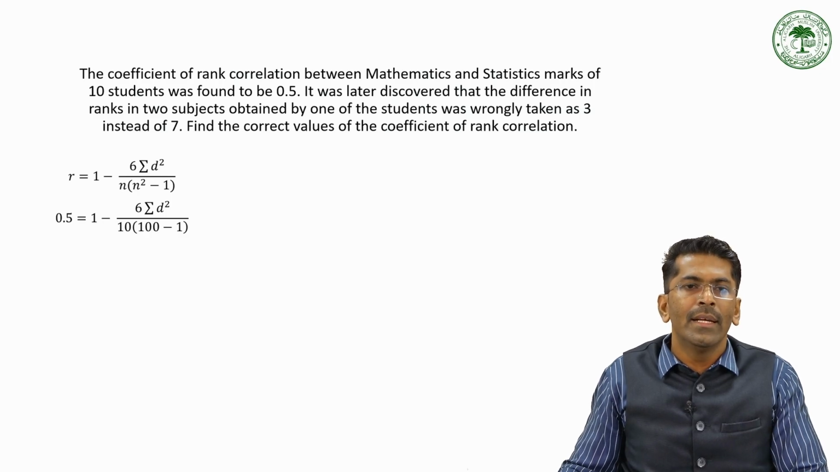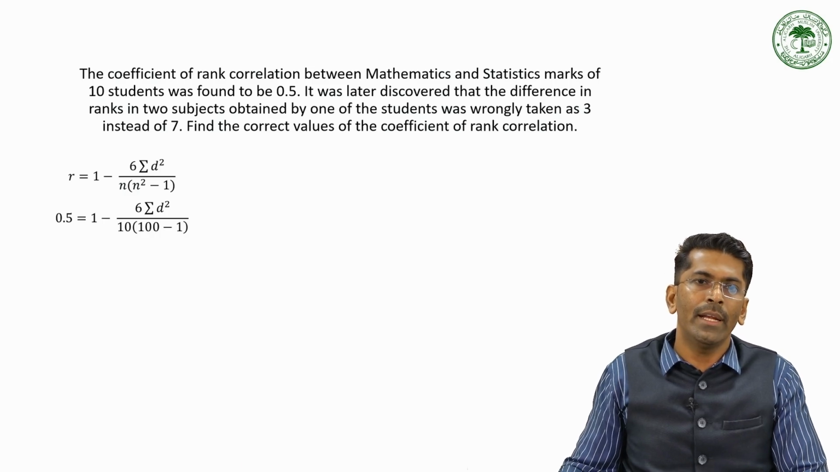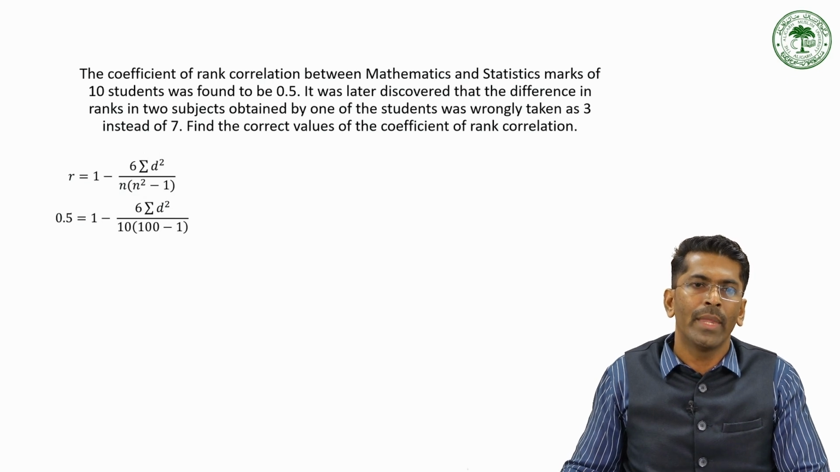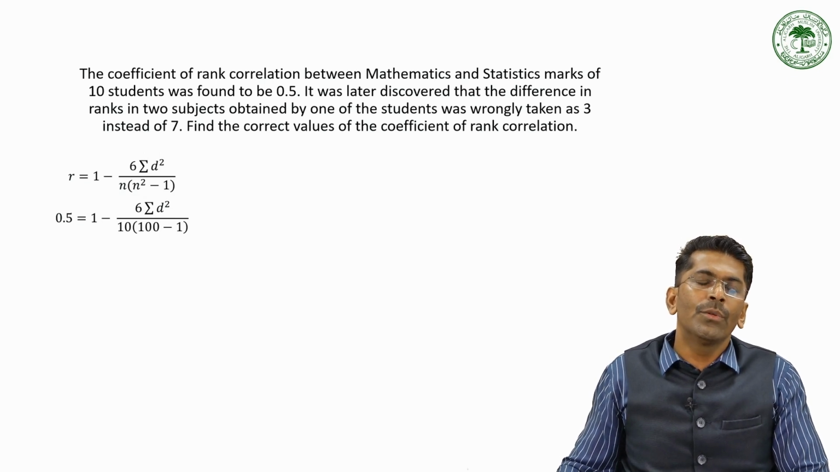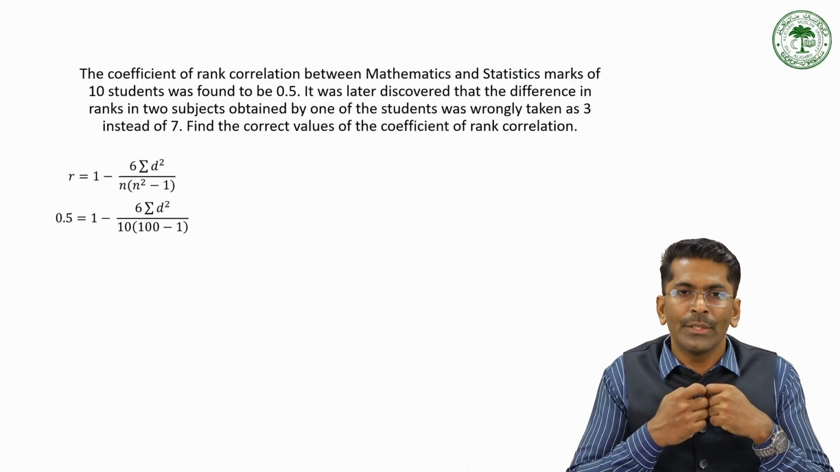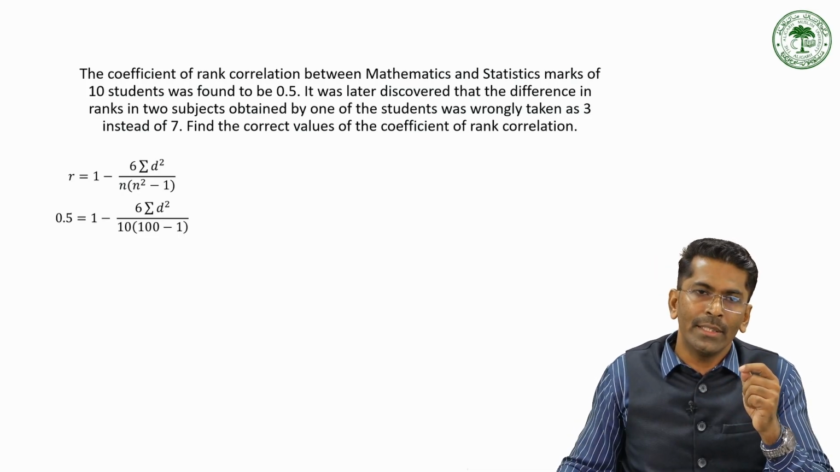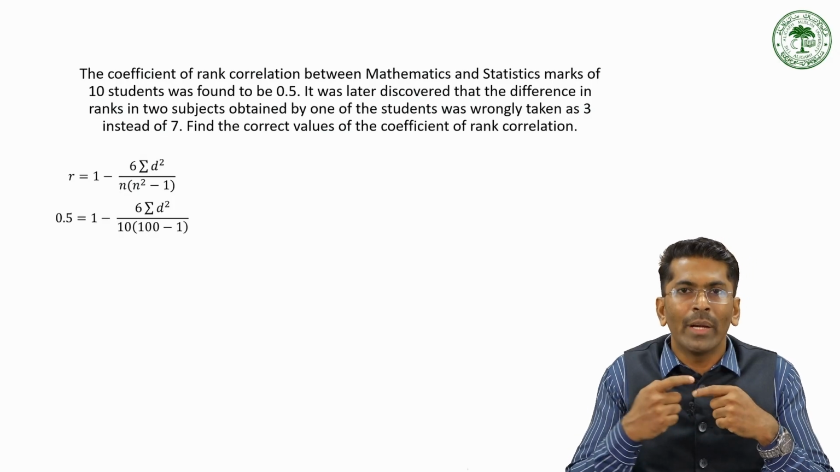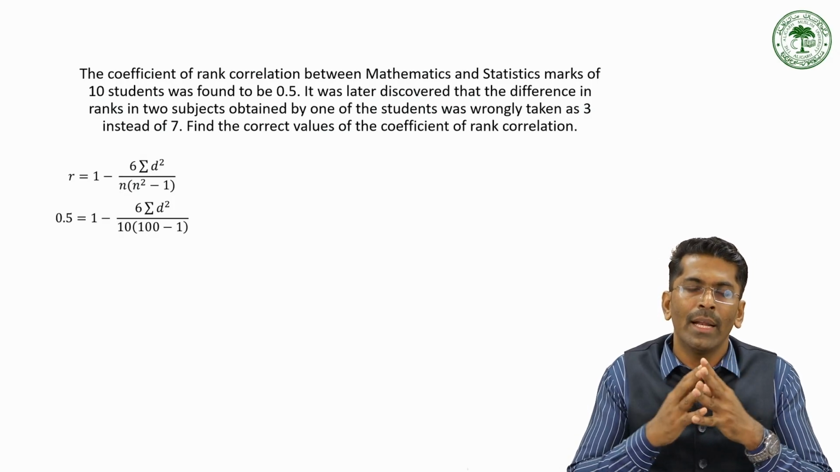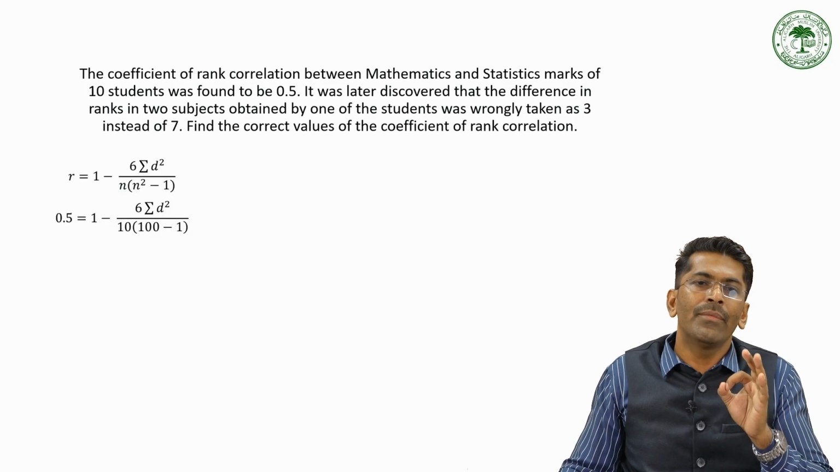1 minus 6 into sum of d square. Sum of d square is not given there, so we want to calculate it here. Since the information given is related to the 10 students, n is equal to 10. So 10 into 10 square, which is 100, minus 1. Okay, see here, what we want to do, we want to recalculate the correlation coefficient. Earlier it was calculated as 0.5. Now again we want to recalculate this particular correlation value, because one of the rank differences which we considered here was wrongly taken as 3 instead of 7.